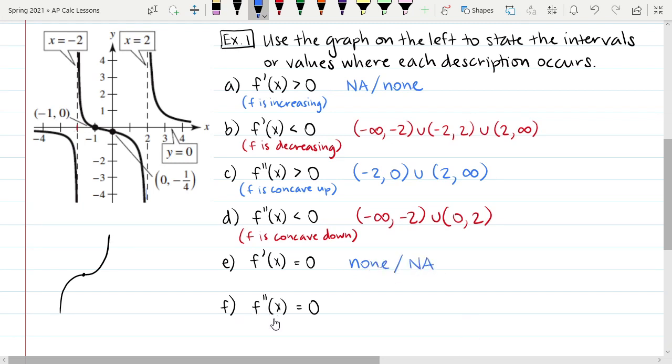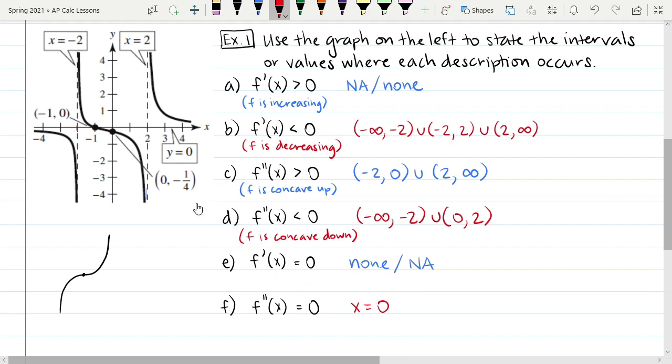And then finally, f double prime of x equals 0. Now remember, if f double prime of x equals 0, that's possibly where we would have a point of inflection. But not only would we need the second derivative to equal 0, we would also need the concavity to change. Remember, this function does change from concave up to concave down at x equals 0. So f double prime of x equals 0 at x equals 0.